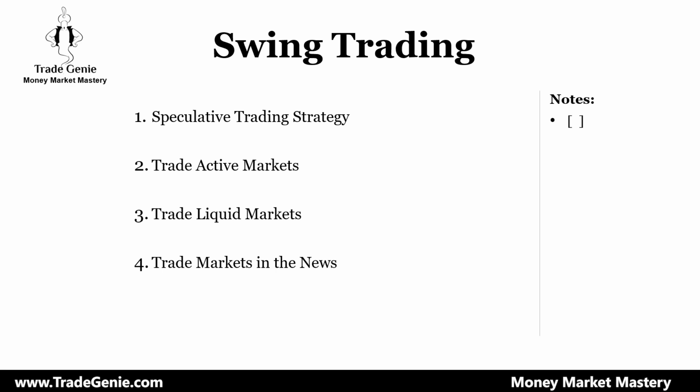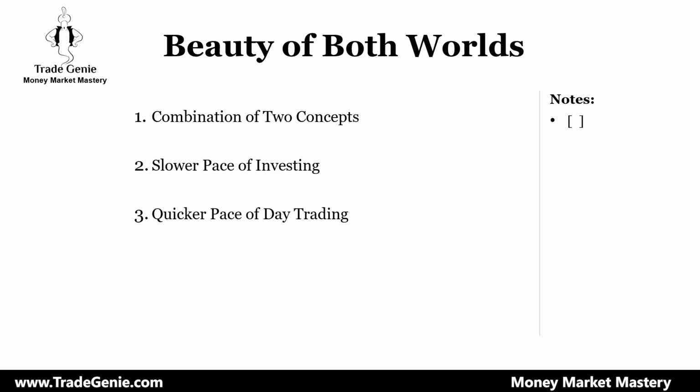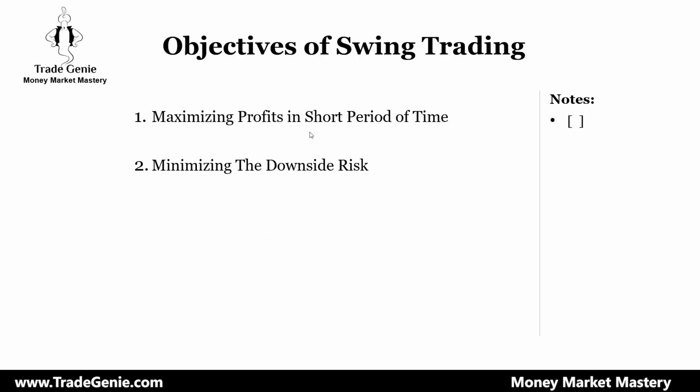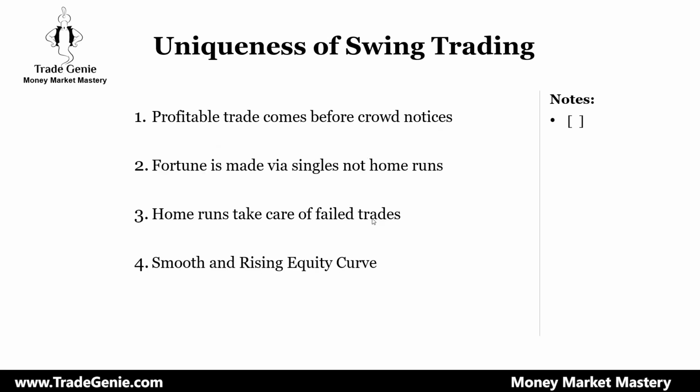Now, final is the swing trading. So we have a swing trading system. So what is swing, if you ask? It's a speculative trading strategy. You trade active markets. So I explained to you the symbols: trade liquid markets and trade markets in the news. They are always getting some kind of news, so they are active. So swing is in between investing, which is long term, and day trading. It's an in-between concept: slower pace than day trading and quicker pace than investing. So you're timing your entry based on your skills, and then you're exiting based on some targets you have identified. The objective is to maximize profit in a short period of time, minimizing the downside risk.